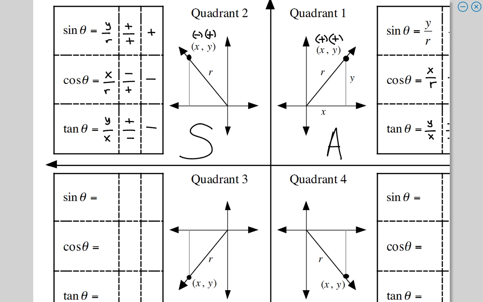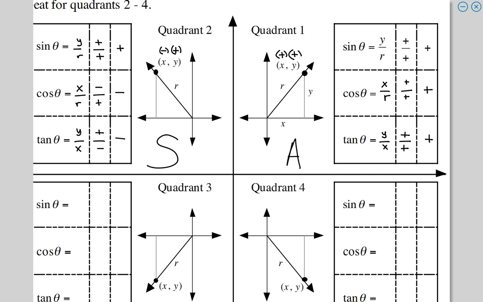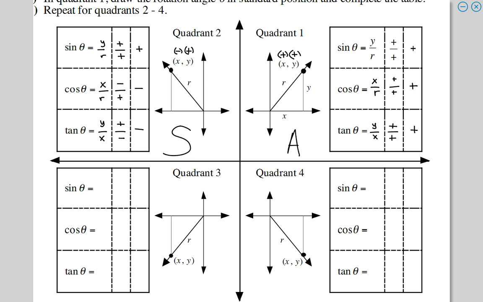And this is what we have so far. We have quadrant 1, we have all ratios positive. Quadrant 2, we have just the sine ratio positive. Now we're going to pop down into quad 3. Again, just getting these formulas down. And if you write down these formulas enough, they'll probably get committed to memory.